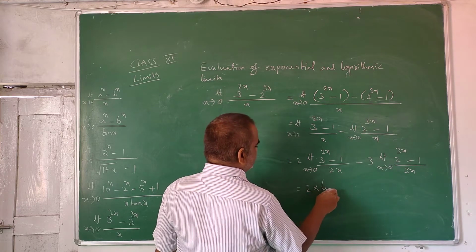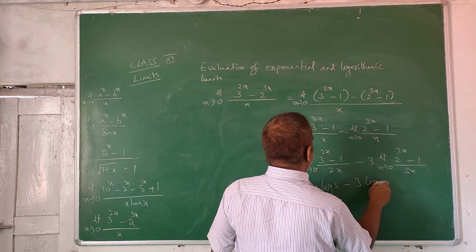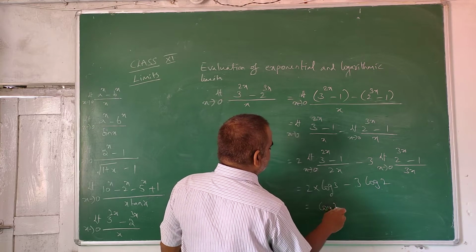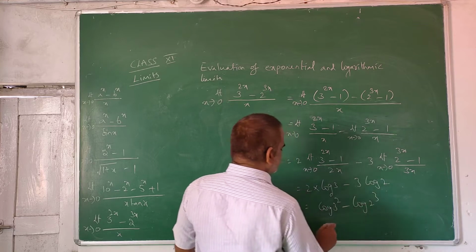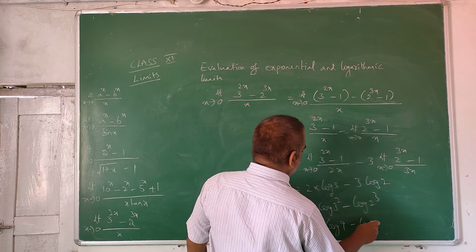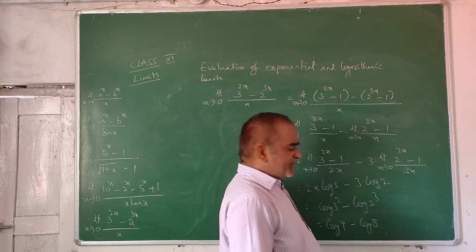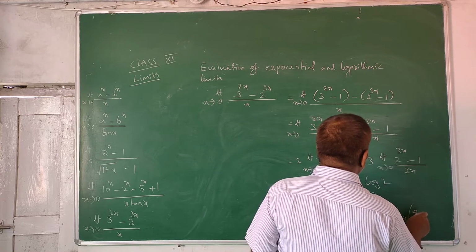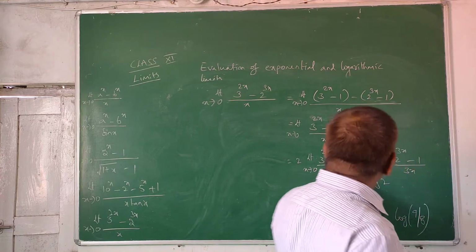Then according to that standard form, this is log 3 and that is log 2. So now 2 log 3 becomes log 3 square, 3 log 2 becomes log 2 cube. So this is log 9 minus log 8. So log m minus log n is log of m by n. So this results as log of 9 by 8. So this is the answer. And going to another question.